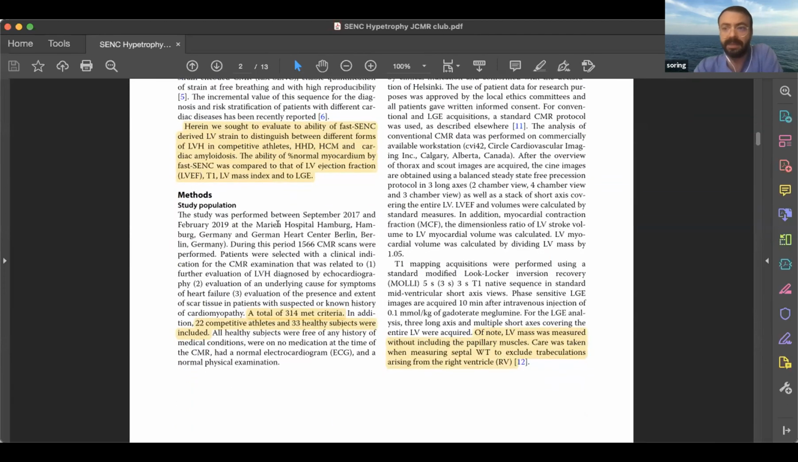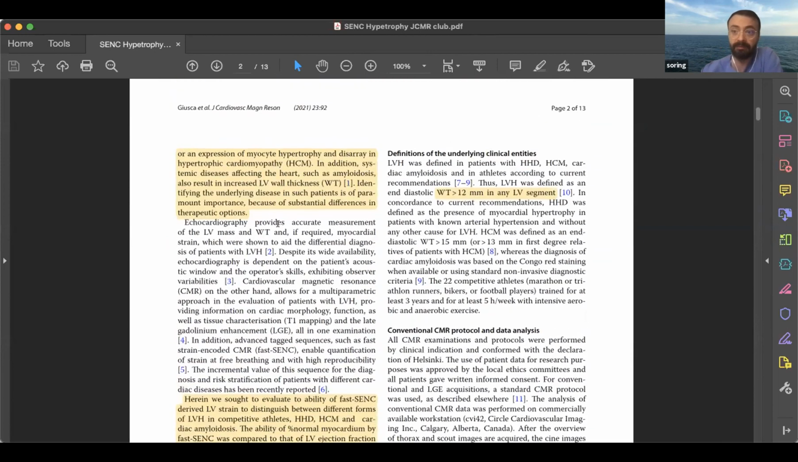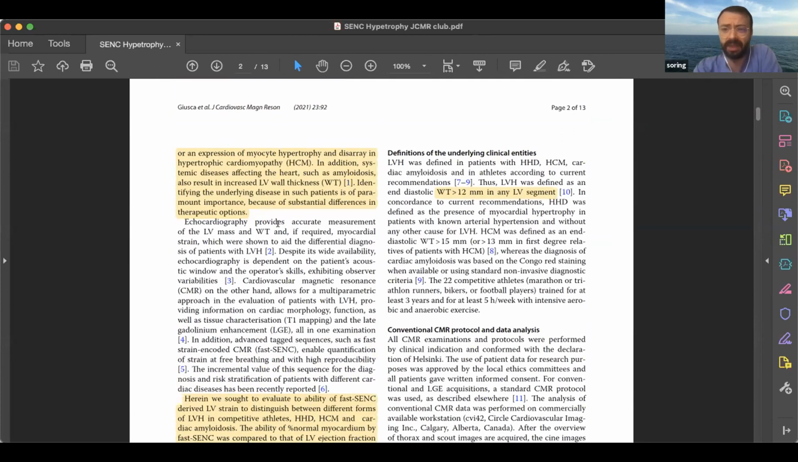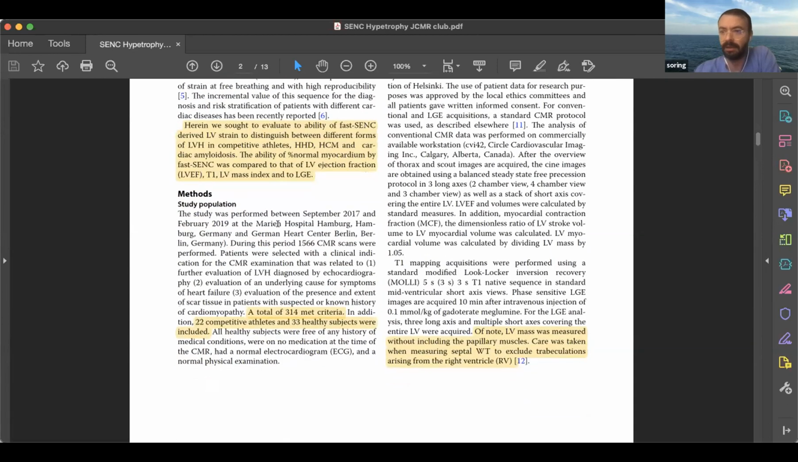We analyzed, the study took place in Hamburg at Marian Hospital between 2017 and 2019. We analyzed a total of 314 patients, as well as 22 competitive athletes and 33 healthy subjects. Left ventricular hypertrophy was defined as increased wall thickness in any segment above 12 millimeter. We performed a standard cardiac MRI protocol with normal volumetry and morphology, as well as the acquisition of T1 mapping and the acquisition of late gadolinium enhancement.